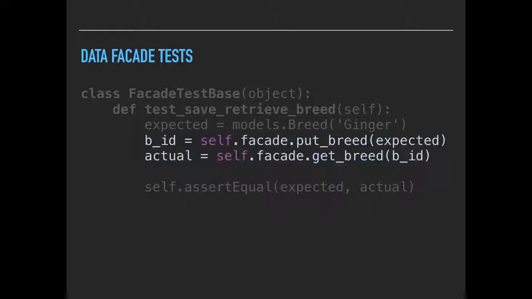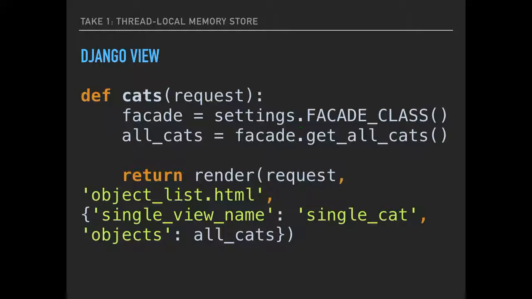How do I use it in my view? Well, this is a different view. This is one for getting the list of cats. But all I'm doing is instantiating the facade and then calling my getAllCats method, which I've previously tested, and rendering that template using the standard Django renderer.